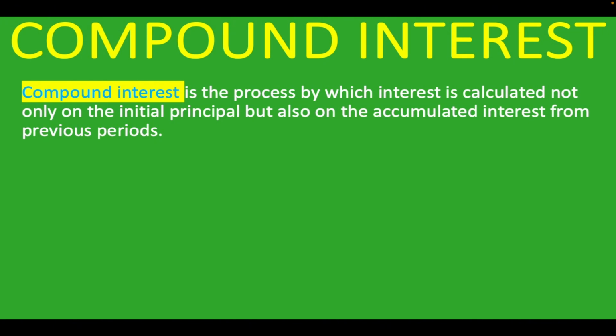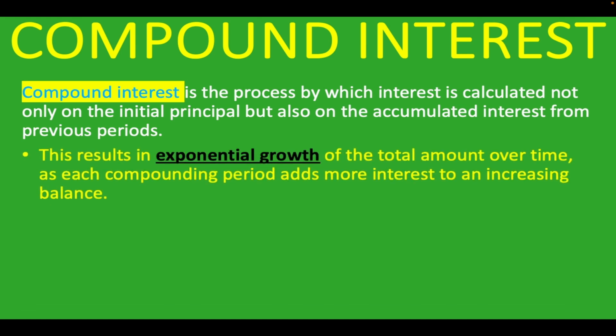And that's what happens when you're either making an investment or taking out a loan. You'll see some of these examples as we go through them. This results in exponential growth of the total amount over time, as each compounding period adds more interest to an increasing balance. Remember, if you're making an investment, the first period's interest is calculated only on the amount that you invested. But from the second period, the interest is calculated on the amount that you invested plus all the interest that you would have earned by the beginning of this period. You'll understand this more as we go along.